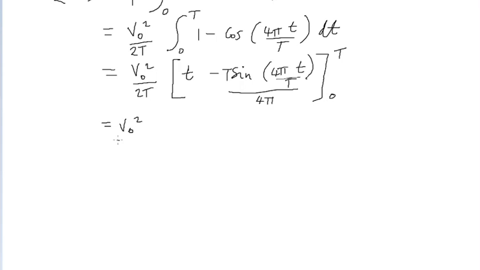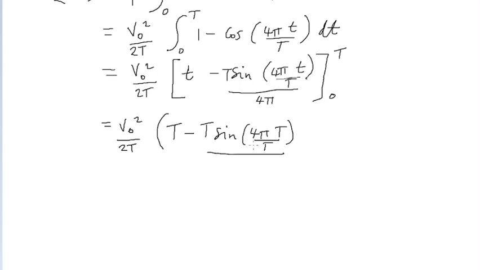so this becomes v naught squared over 2t, and then putting in the limits, we have the time period minus time period sine 4 pi time period over time period over 4 pi, and then minus 0, let me be clear there, minus 0, okay, minus sine of 0. Okay, and I'll close the bracket there.